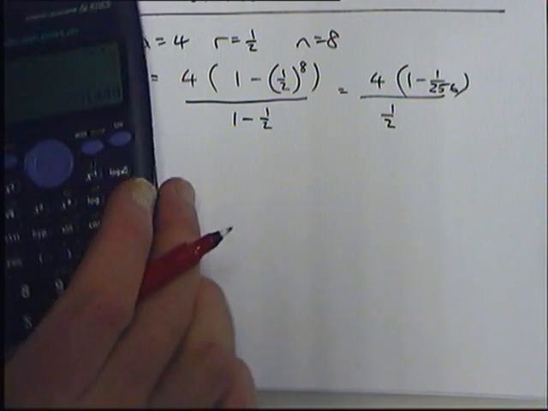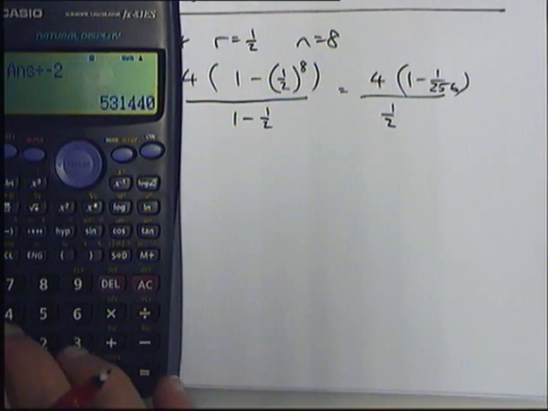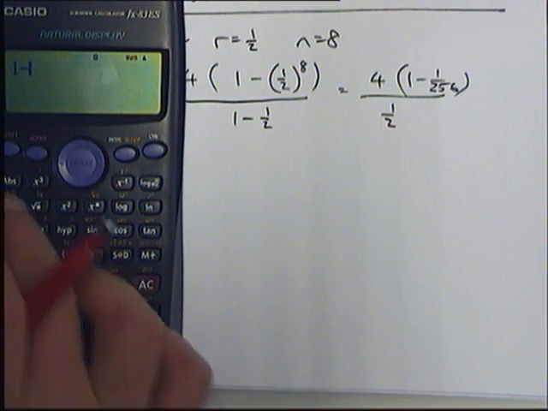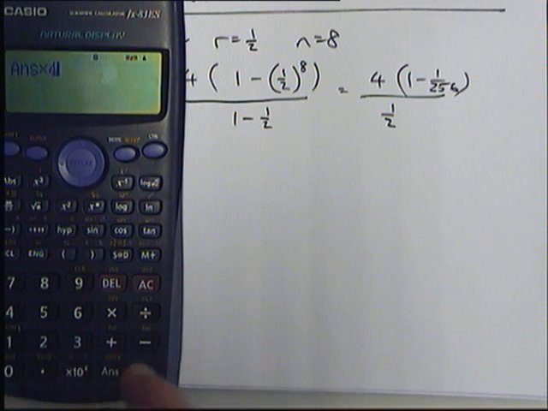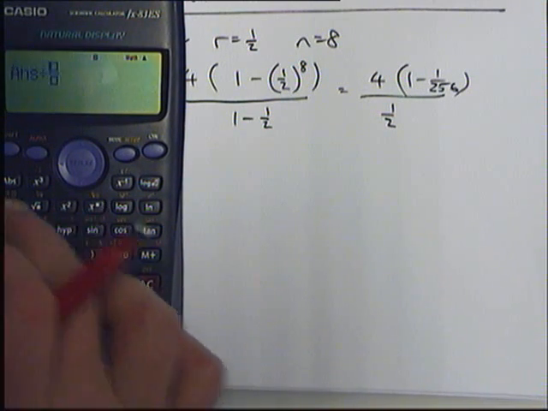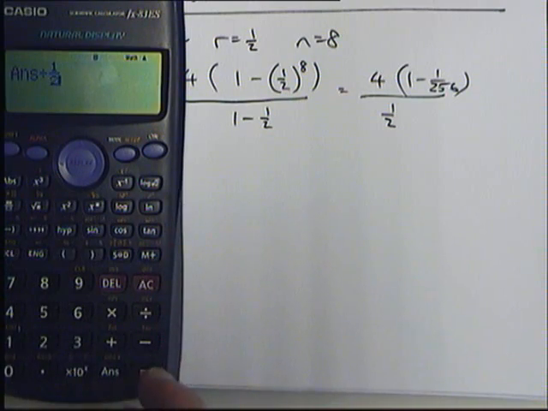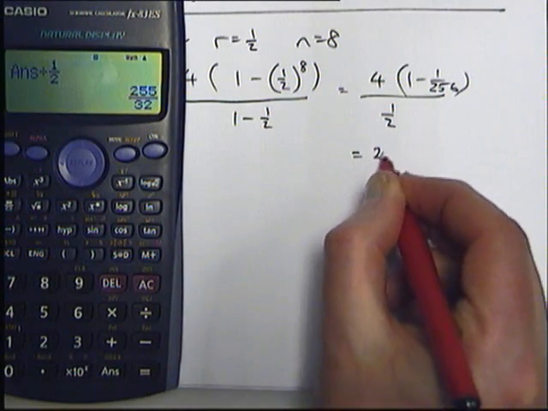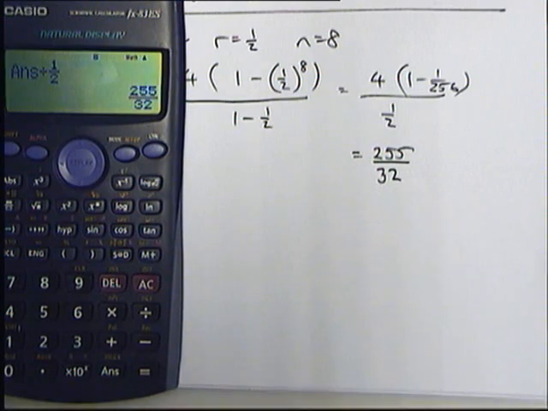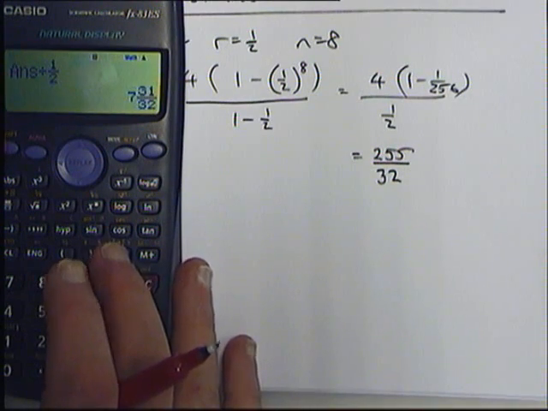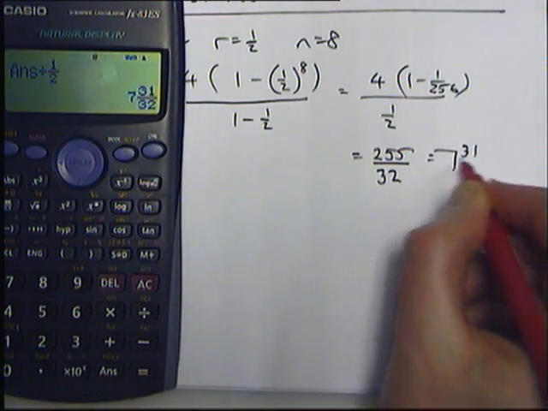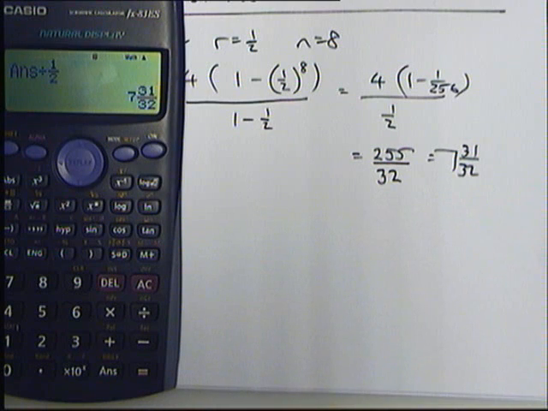I can put that in a calculator if I wish to. I can do 1 take away the fraction of 1 over 256. That has to be multiplied by 4, and that has to be divided by a half. My answer there is 255 over 32. Now I'd like that as a top-heavy fraction. That's the same as 7 and 31 over 32. Again, I've added up the sequence when I didn't even know what the original numbers were.